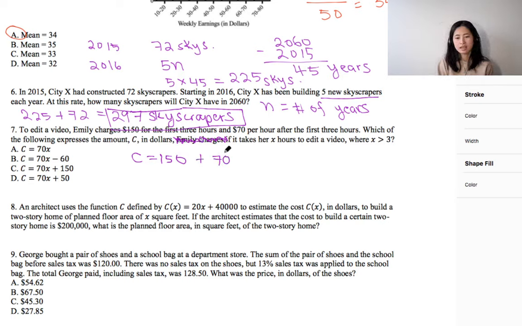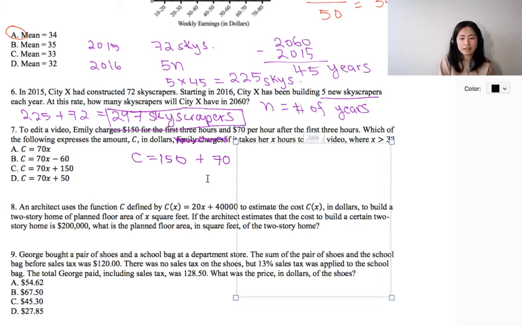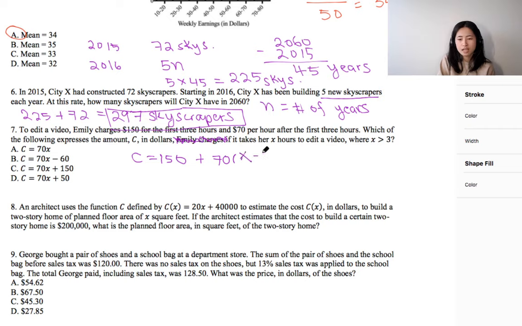So now here's the thing, because they're saying $70 per hour after the first 3 hours, that means you need to have X minus 3 as opposed to X. You can't say it's just X, because that means you're taking away the initial 3 hours, since you're paying 150 for that. Does that make sense? A lot of students tend to just write times X as opposed to X minus the number of hours that were initially paid. So just bear in mind that you need to have X minus 3.